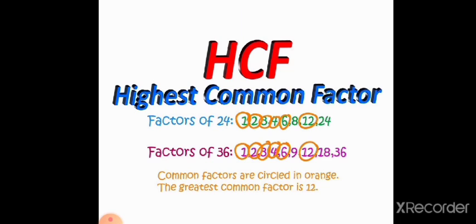Similarly, the factors of 36 are 1, 2, 3, 4, 6, 9, 12, 18 and 36. So step 2, we will find all the common factors. The common factors are 1, 2, 3, 4, 6 and 12. Among all these common factors, the highest or greatest one is 12. So the final answer is 12.